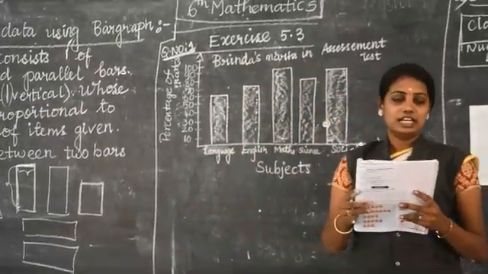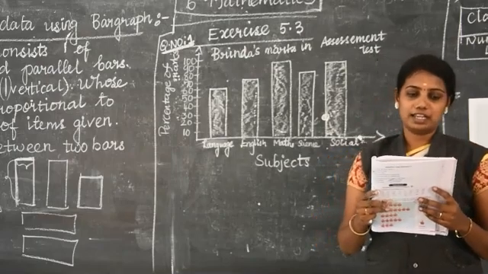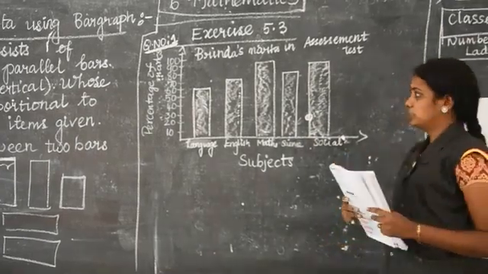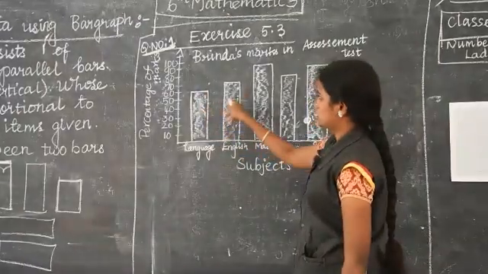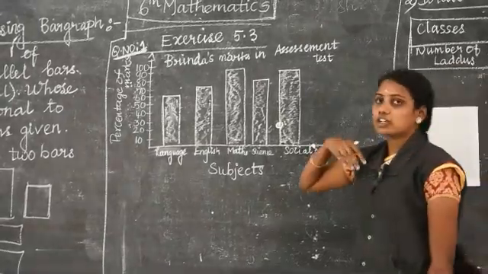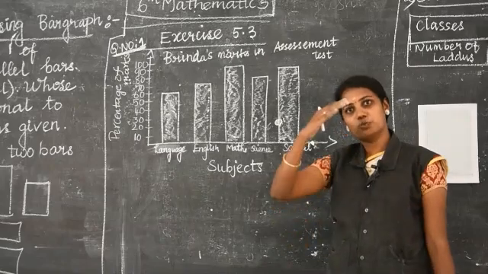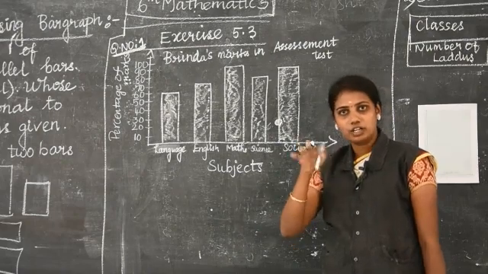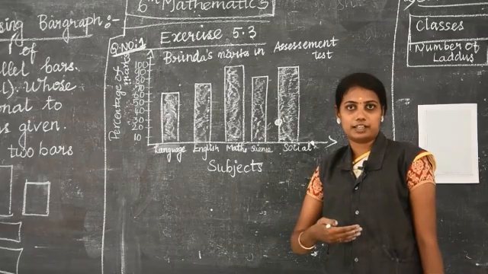Listen. Read the given bar graph which shows the percentage of marks obtained by Brinda in different subjects in an assessment test. The graph is given. This is the bar graph. We have the bars. Brinda's marks in the assessment test are given. Why are we going for the bar graph? Seeing the bars, we can identify easily which is more and which is less. That's why we are going for the bar graph. In a pictograph, you cannot draw everything in pictures. That's why the next step is the bar graph.